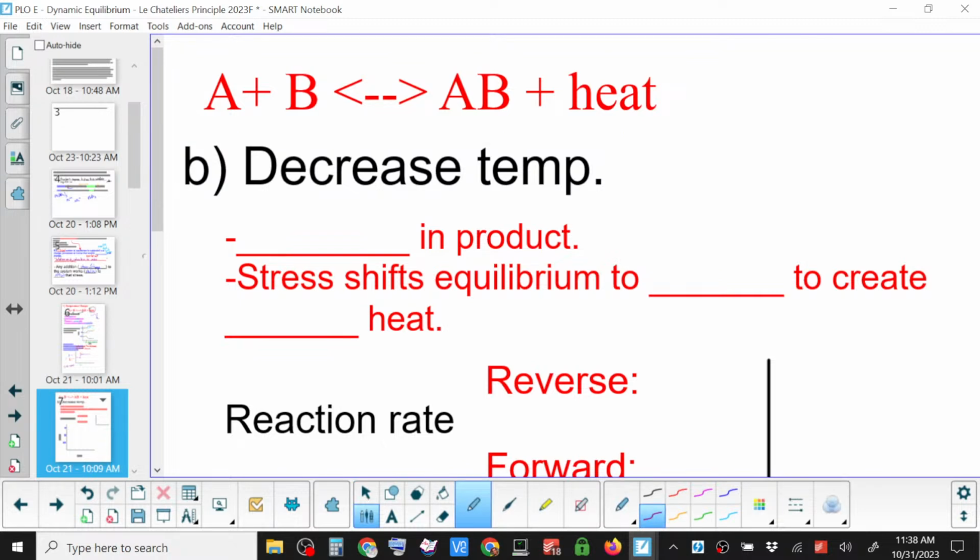If we are decreasing the temperature, what are we doing to the heat on the product side? Removing it. So the stress is in the product, same as before, but now we're removing. And if we are removing heat, which way is it going to shift? To the right. So remove heat shifts to the right, to the product side.